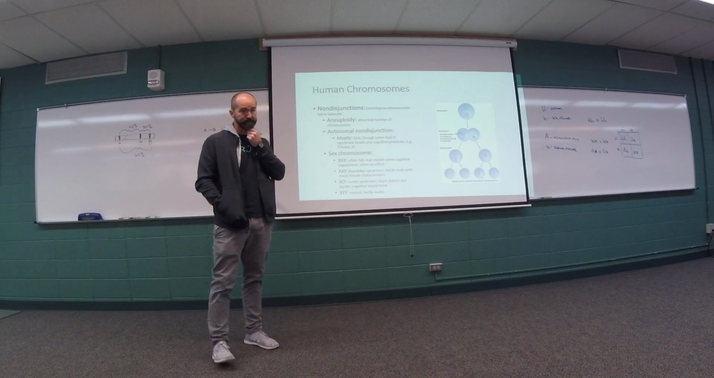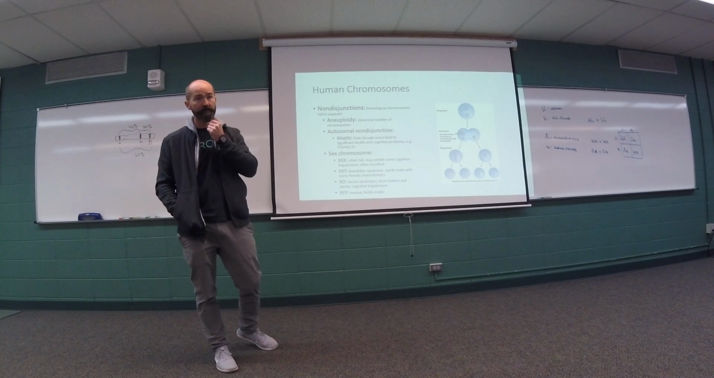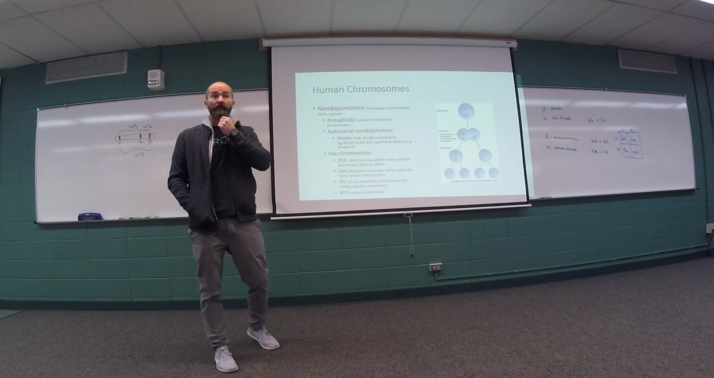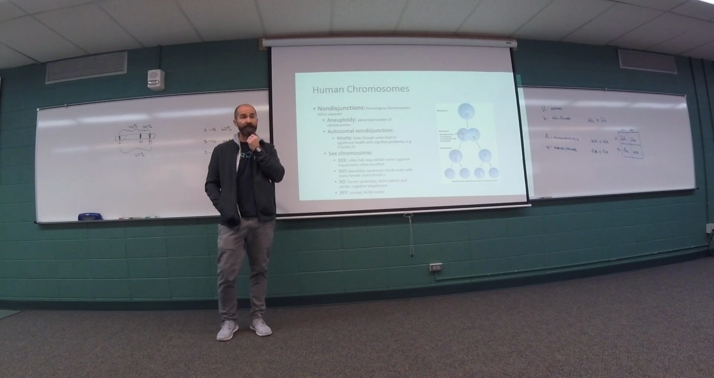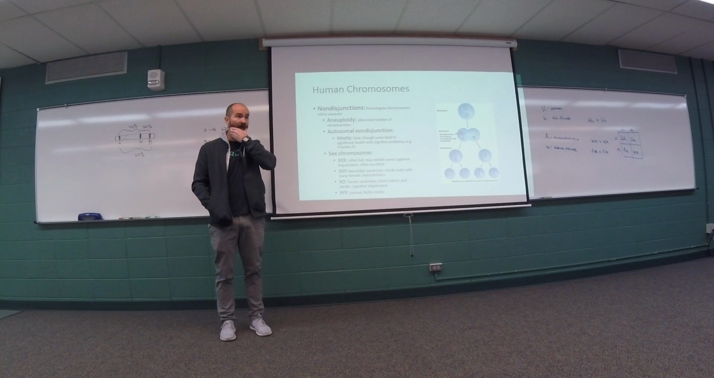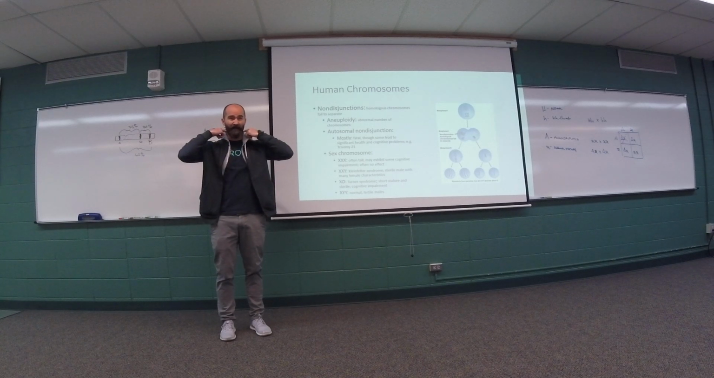What do you mean? Like what do those women get? So there are a number of cognitive disorders associated with it, but there are also some physical symptoms. So for example, their neck can be a lot shorter because they have a web of skin basically that goes from about mid-neck down to the shoulders.